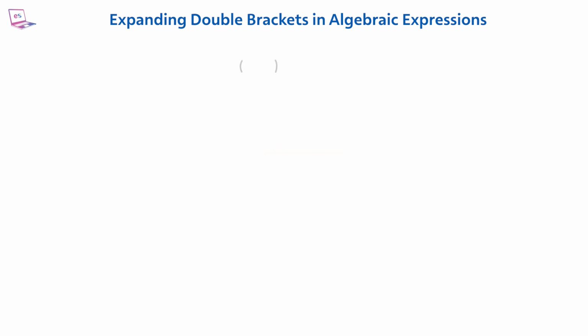The expression in the first bracket is x plus y and the expression in the second bracket is x plus 2y minus 3. We cannot use the FOIL method for this as the second bracket contains 3 terms. To simplify this kind of expression, you can follow a simple method.